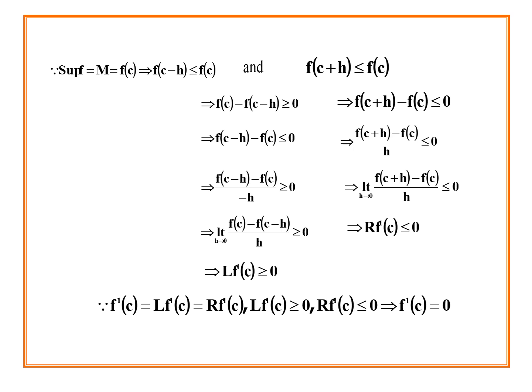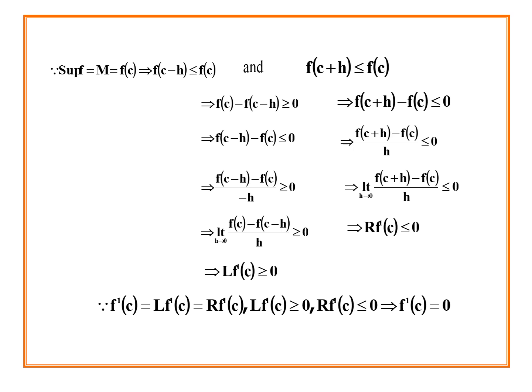Apply limits on both sides, then we get limit h tends to 0 of f of c minus h minus f of c by h greater than or equal to 0, which is nothing but the definition of the left derivative, L f dash c greater than or equal to 0.